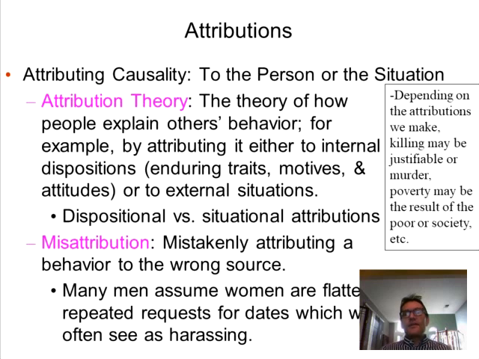So in attribution theory, the explanation, the attribution we give to a behavior, can be the difference between murder and manslaughter, right? That's how it works. The same behavior can come out two radically different ways. Attribution theory says we use a variety of factors to create either dispositional or situational attributions. A misattribution occurs when we mix these up. Like many men assume that women are flattered by repeated requests for dates. Women see it as harassment.